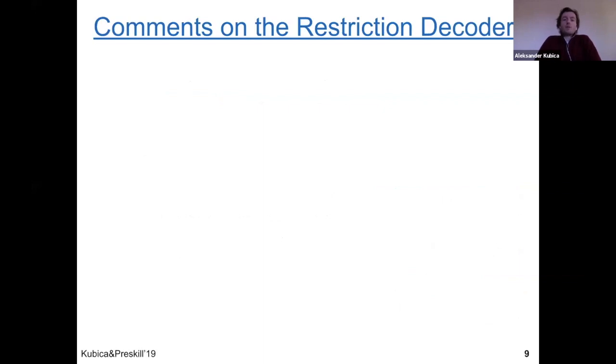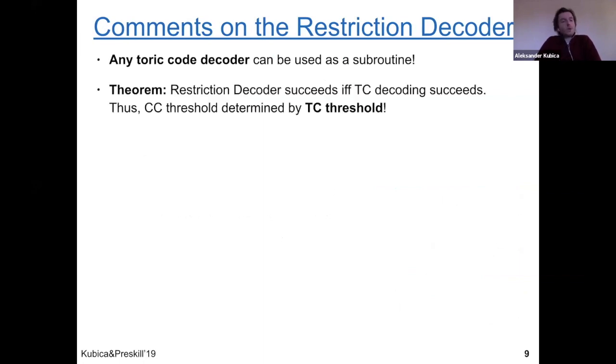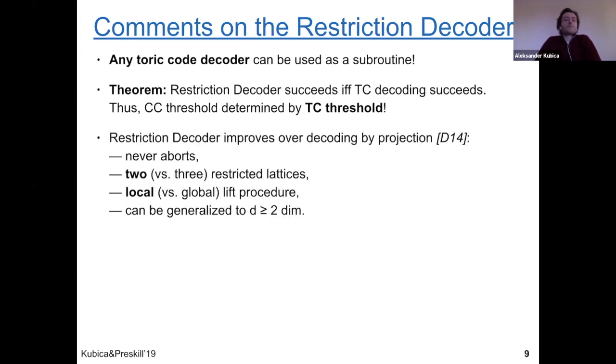So now let me make a couple of comments on the restriction decoder. First of all, any toric code decoder can be used as a subroutine in the restriction decoder. Also, in our work, we prove a theorem which states that the restriction decoder succeeds if and only if toric code decoding succeeds. And from that, we can infer that the color code threshold, when we use the restriction decoder, is determined by the toric code threshold.